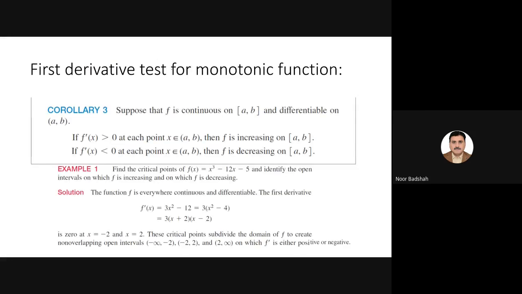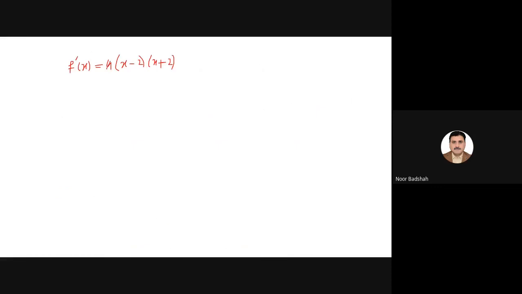We had a derivative factorized as f dash x is equal to 4 into x minus 2 and x plus 2. I'm not sure exactly if I have written that correctly. Yeah, it is 3, sorry. It is not 4. But it doesn't matter. It is a positive quantity, so it will not affect the sign of the function derivative. So we go for the sign pattern here. It's a very important thing.